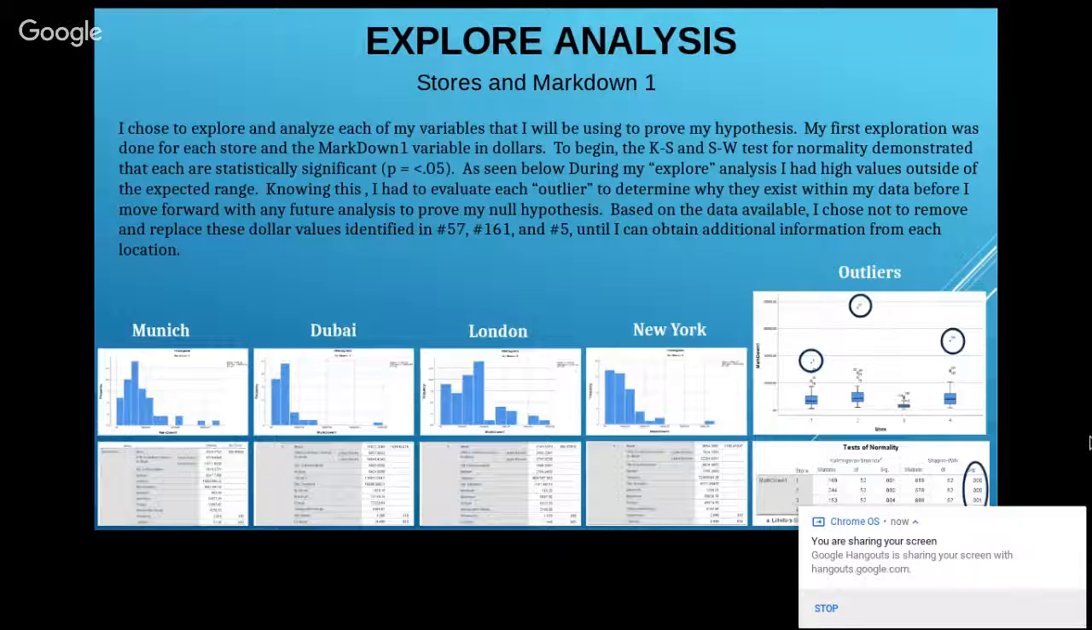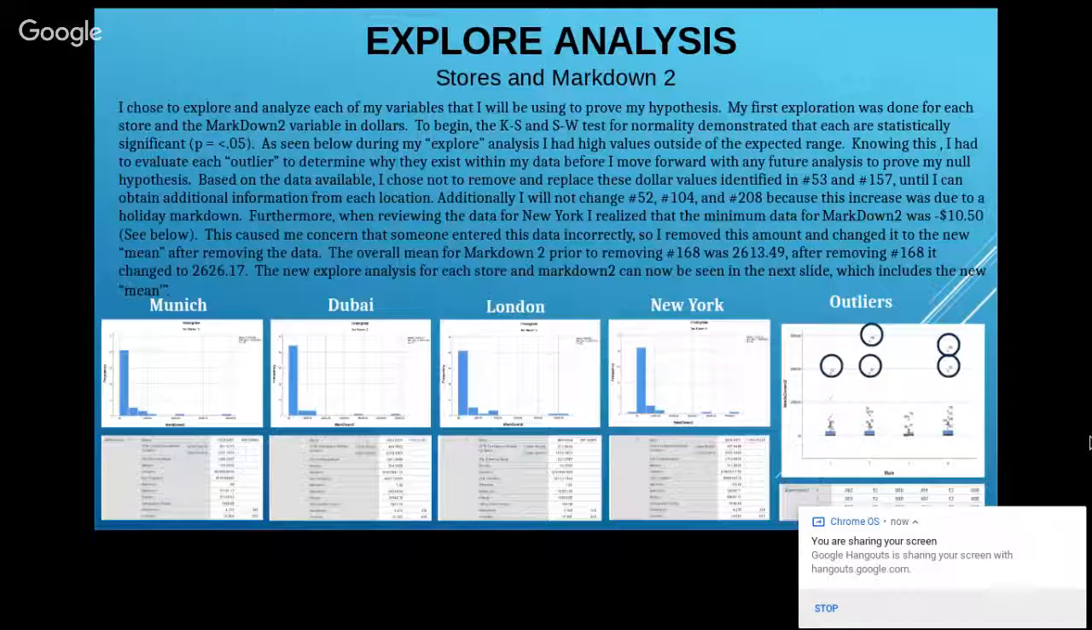So the same thing existed with my explore analysis in markdown 2 with the stores. As you can see, there's considerably more outliers. But numbers 52, 104, and 208 were actually increased due to holidays, so therefore I'm going to leave them anyway. Numbers 53 and 157, as you see below, I will have to once again go out and review that data.